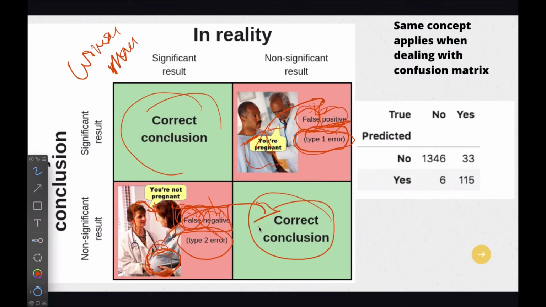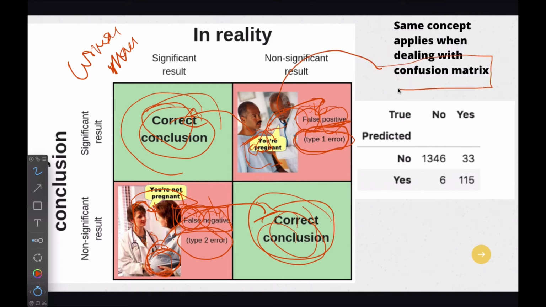If the woman is not pregnant, we really want to see the woman not pregnant, and if the man is not pregnant, we really want to see the man not pregnant. So we want a correct conclusion, a true positive and a true negative, not a situation where the man is not pregnant but the doctor says the man is pregnant, or the woman is pregnant and the doctor says she is not. You're going to see this concept as we talk about the confusion matrix in our projects. Almost all of our projects will be doing a confusion matrix.